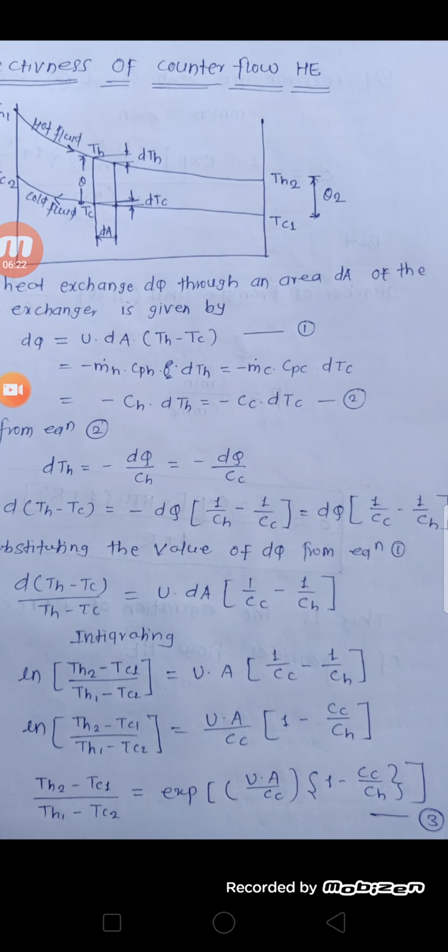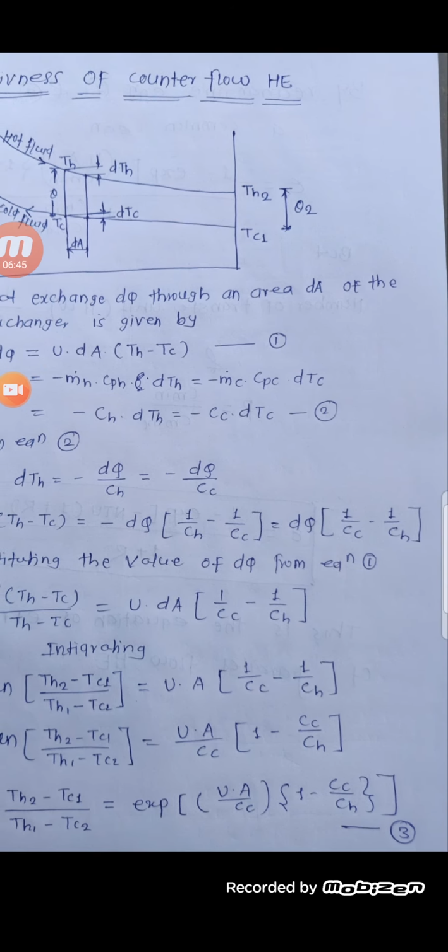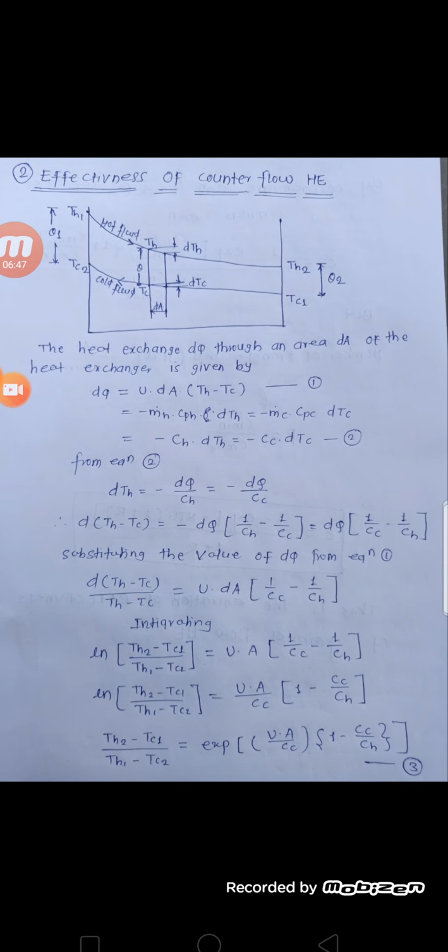So what is the final equation? dQ is equal to 1 upon Cc minus 1 upon Ch, because this minus this, so this term becomes positive. So 1 upon Cc becomes positive, and this term as usual negative. So dQ into bracket 1 upon Cc minus 1 upon Ch. From this equation, put the value of dQ as U into dA into Th minus Tc.